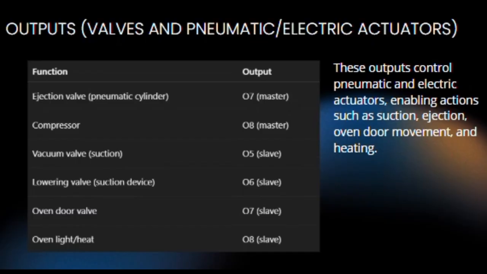On the other hand, we have the outputs related with valves and pneumatic and electric actuators. These outputs control pneumatic and electric devices that allow the system to perform auxiliary but essential actions, such as product ejection, oven door operation, and heating. In this case, there are 2 master actuators, the ejection valve and the compressor, and 4 slave actuators, which are the vacuum valve, the lowering valve for the suction device, the oven door valve, and the oven light.